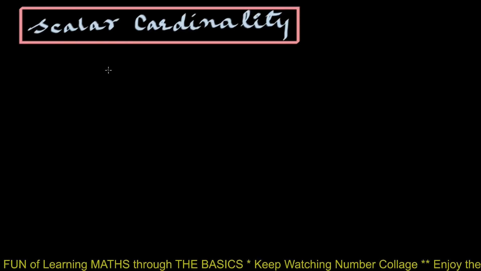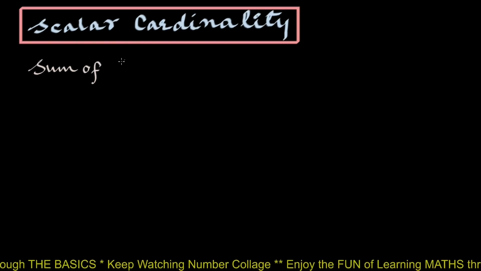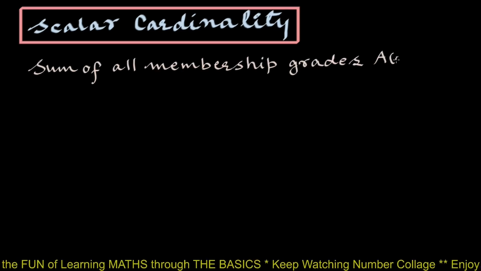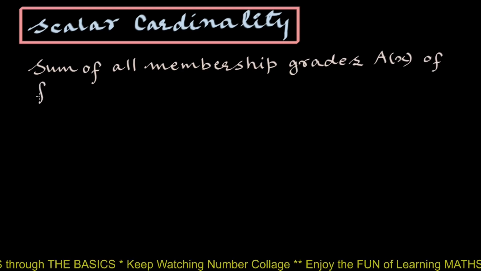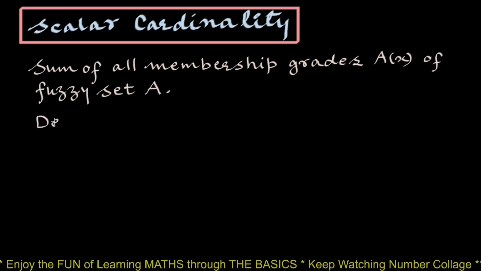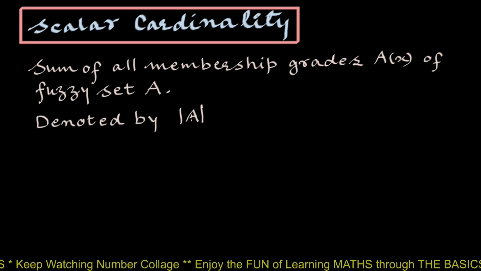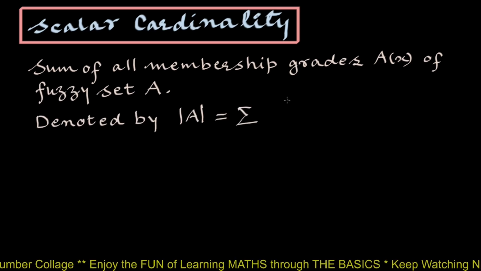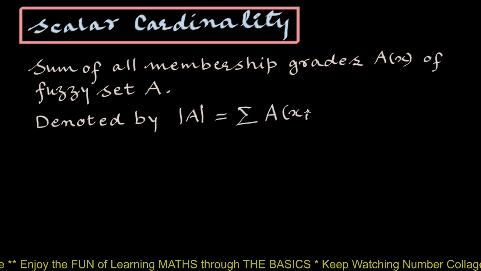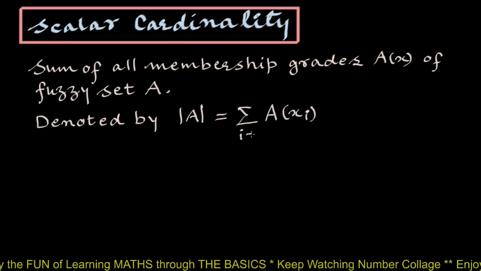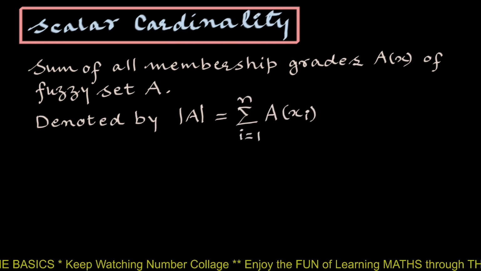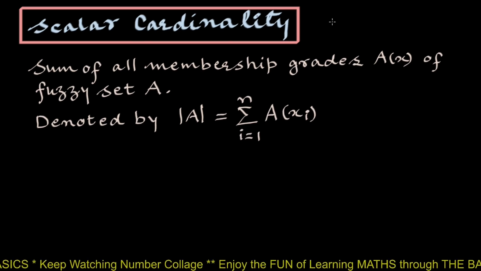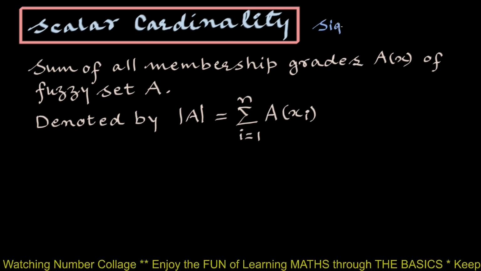Scalar cardinality. It is the sum of all membership grades A of x of a fuzzy set A. It is denoted by absolute value of A, which is summation A of xi, where i runs from 1 to n. Scalar cardinality is also known as sigma count of A.